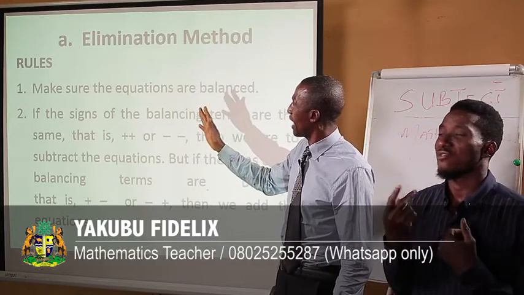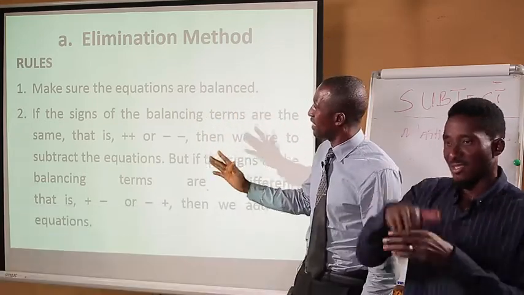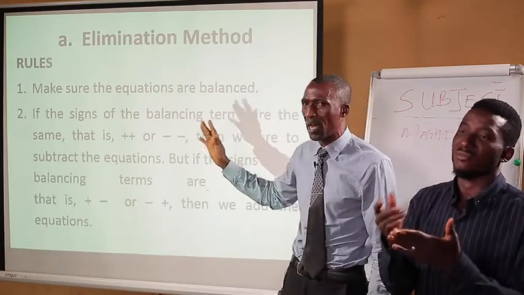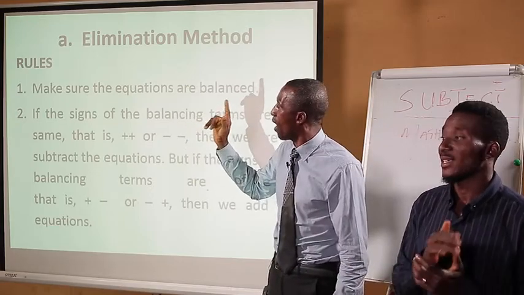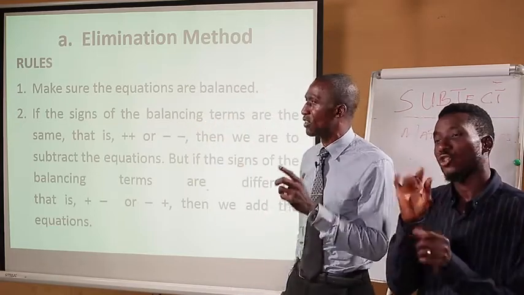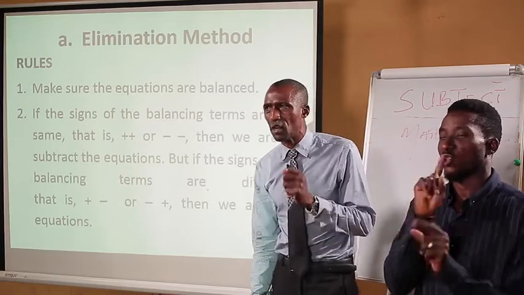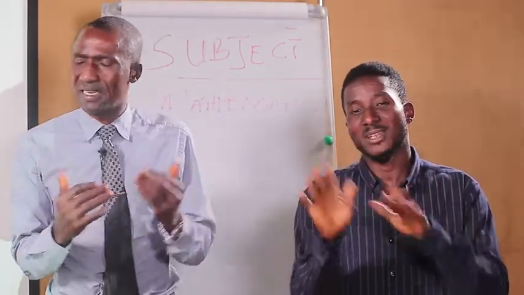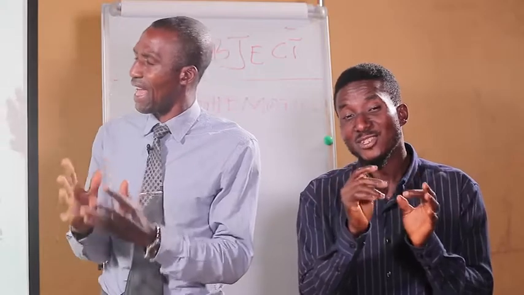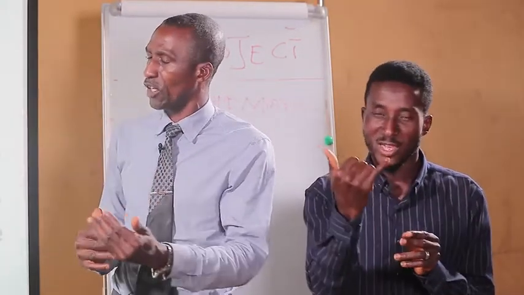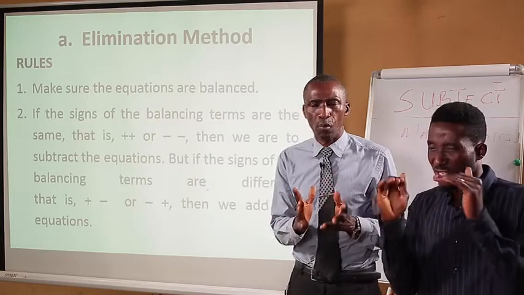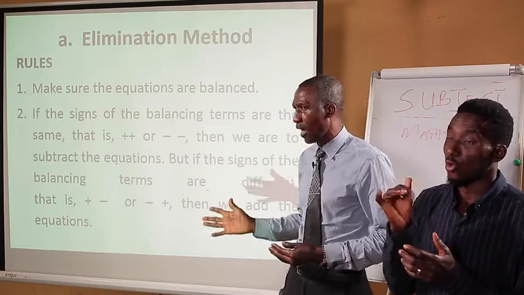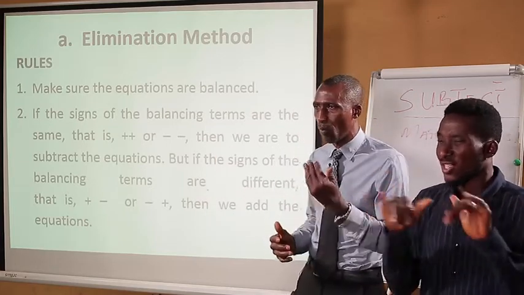Now, we have the rules that are binding the elimination method. You are to apply these rules when questions are given in order to arrive at the correct answer. Rule number one is, make sure the equations are balanced. What do we mean by the equations being balanced? If the two unknowns are x and y, the coefficient of x in equation 1 must be equal to the coefficient of x in equation 2. Or rather, the coefficient of y in equation 1 must be equal to the coefficient of y in equation 2.